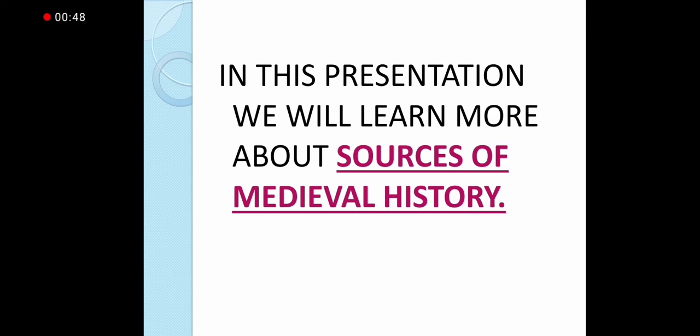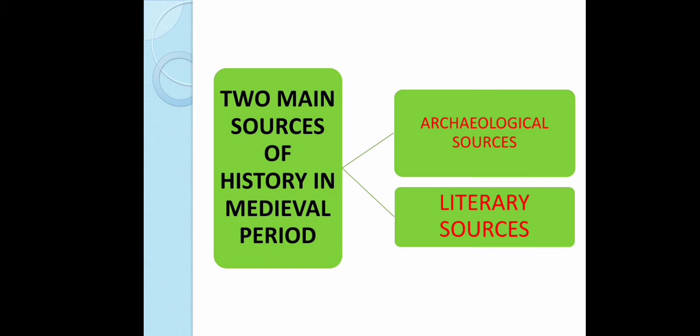Historians depend on a variety of sources to learn about the past. So students, historians are the people or a person who studies history. For the medieval period, there are two main sources. One is archaeological sources and the second one is literary sources. So today we are going to study about archaeological sources.